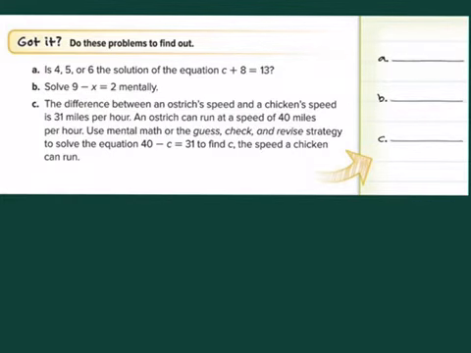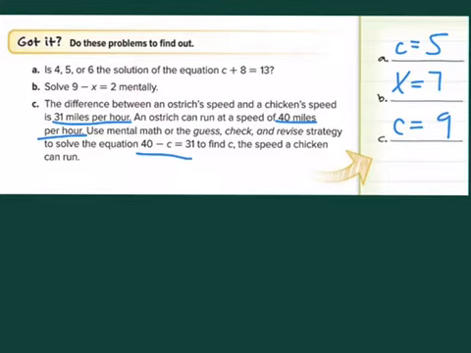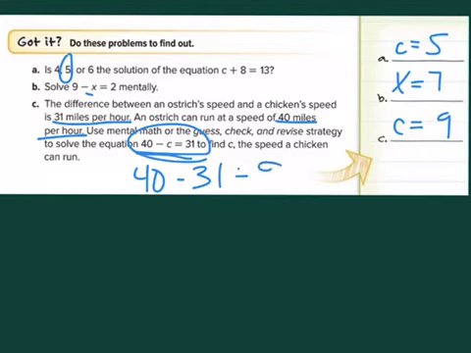Go ahead and try these got it questions after you read through the examples on your page, and then check your answers. You'll notice that your answer for A should be 5. If you use the substitution method, 5 plus 8 equals 13. 9 minus what equals 2? 9 minus 7. And finally, 40 minus what gets you to 31? Well, 40 minus 31 is 9. So my answer would be 9.